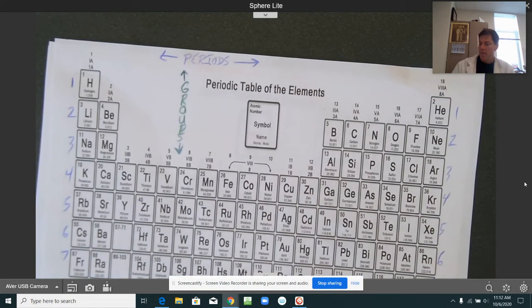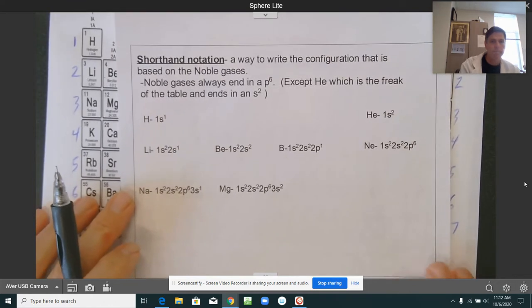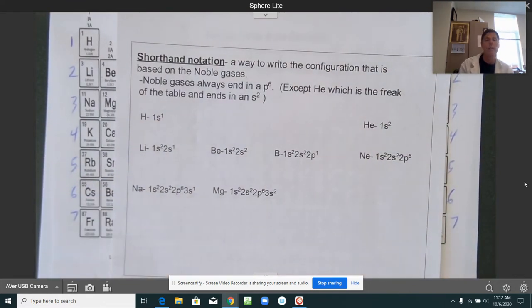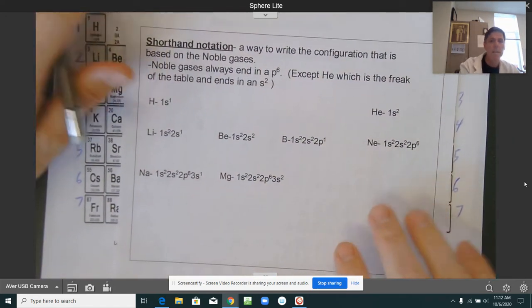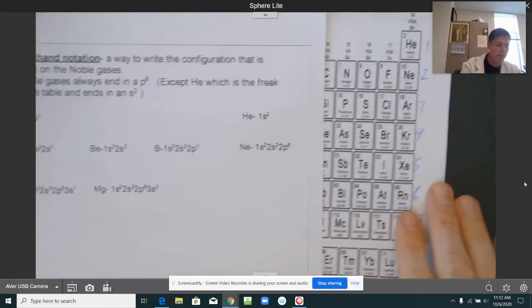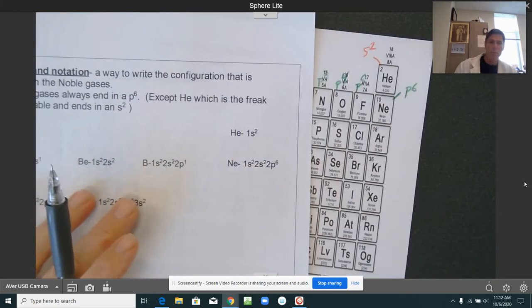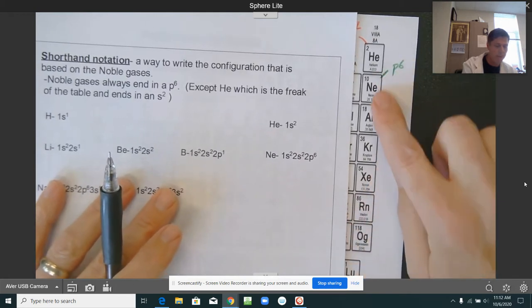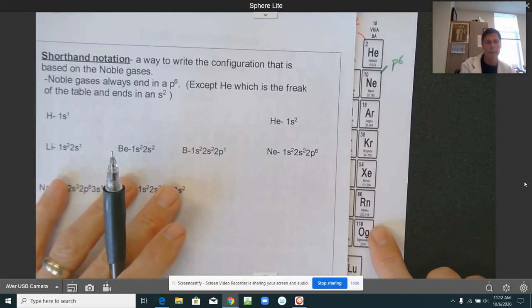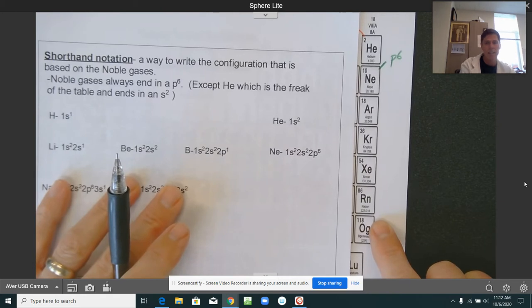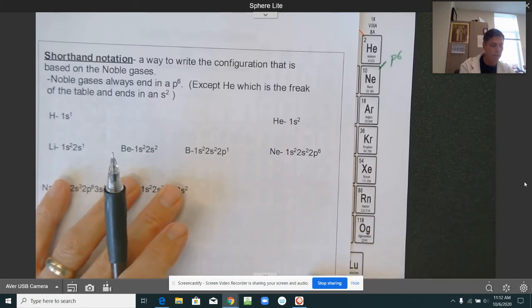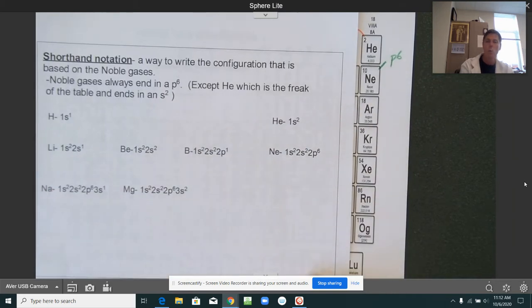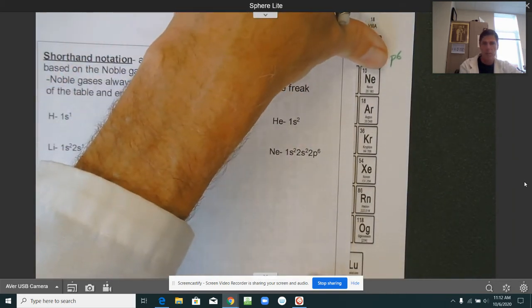That's called shorthand notation. Shorthand notation is a way that we can write the configuration without having to write everything. It really shortens it up, hence shorthand notation. To do that, we base it off our noble gases. Remember we said all of these guys have a full octet. Oct means 8, so it's a full 8 electrons in their outer ring. The outer ring holds 8 total, with the exception of helium, which is 2.